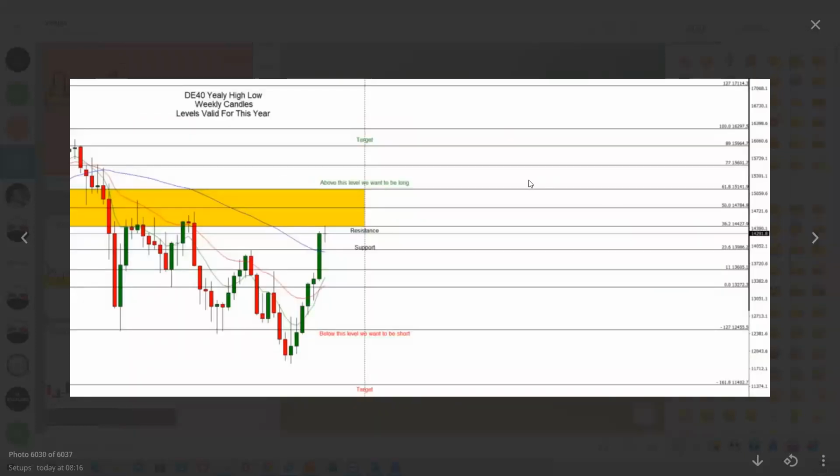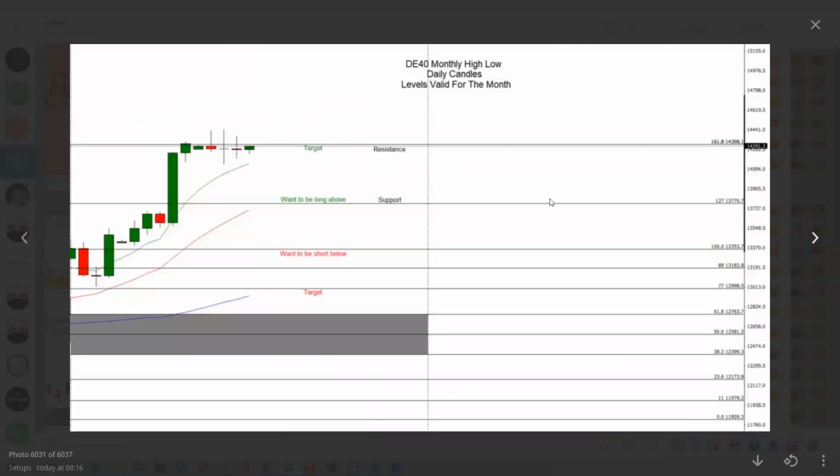On the DAX yearly high-low, currently between the levels of 38.2 and 23.6, the support resistance. If you look at the moving averages, 8 is above 21. That's indicating trend is up. So with that, we want to push above the 61.8 to aim for that 89 target. On the DAX monthly high-low, we've reached all the targets to the upside. We need to wait for moving average crossover before we can look for anything else.